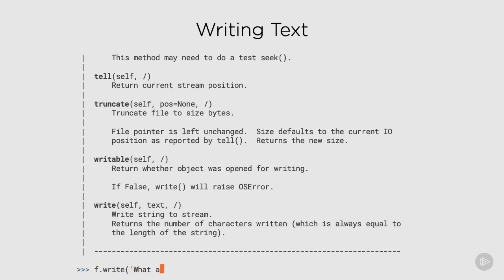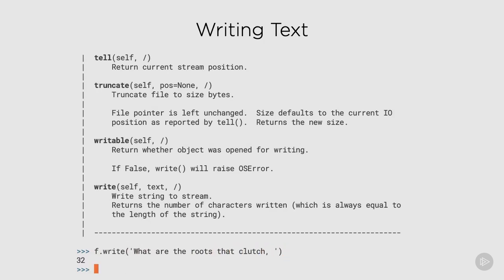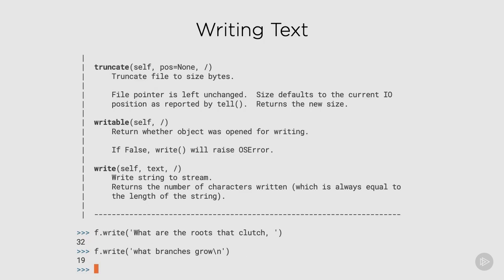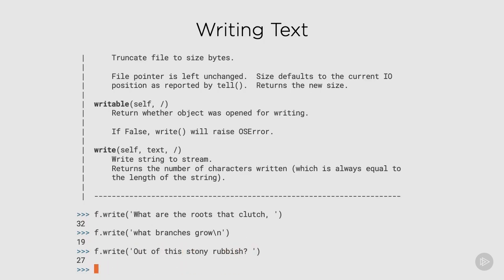We'll write the string, "What are the roots that clutch?" to our file. The call returns the number of code points or characters written to the file. A few more lines, "What branches grow at 19 code points?" and "Out of this stony rubbish" with 27 code points. Note that it's the caller's responsibility to provide new line characters when they are needed. There's no WriteLine method on Python file objects.